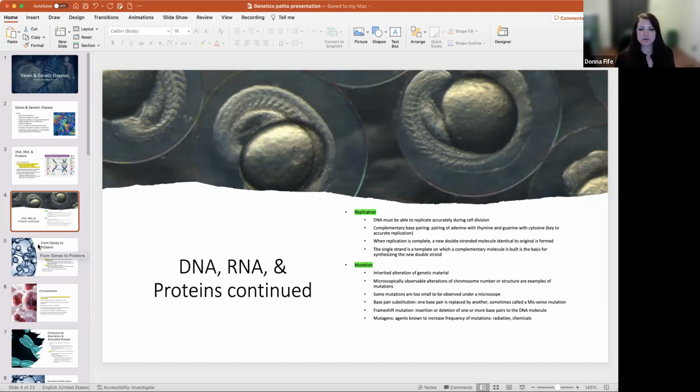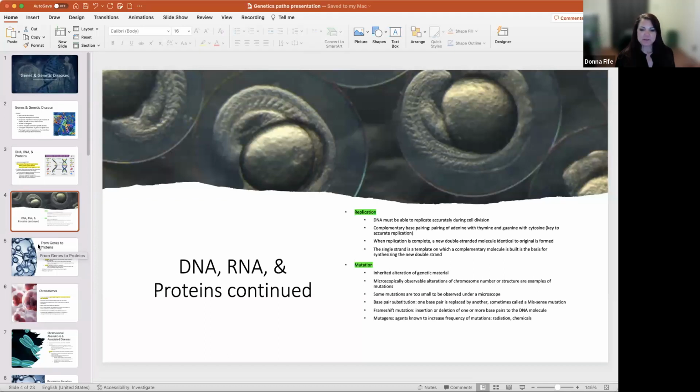Mutation. Inherited alteration of genetic material is considered a mutation. Microscopically observable alterations of chromosome number or structure are different examples of mutations. Some mutations are too small to be observed under a microscope.